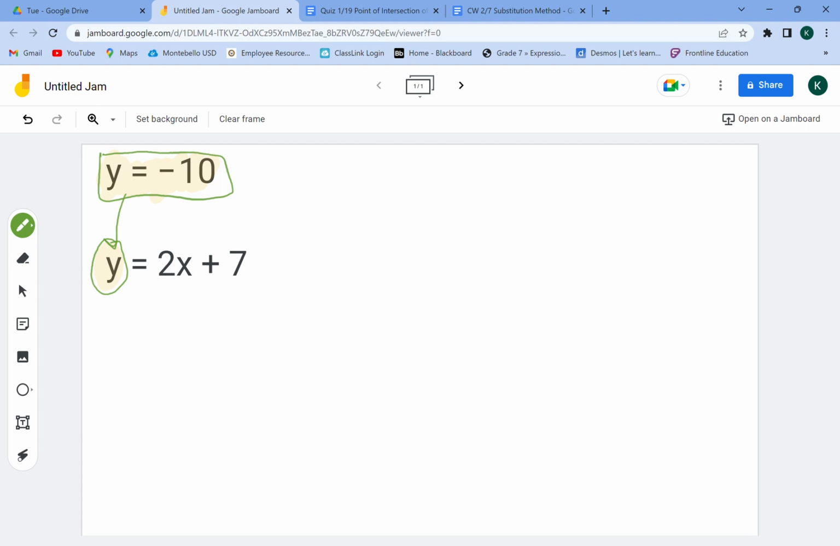And some of you already have been doing this with your iReady. So here's what happens. This part right here, where I'm highlighting in black, I'm going to copy the same. So I have equals 2x plus 7. And now right here with this y, I'm going to replace it with -10, because y equals -10. So instead of putting a y here, I'm going to put a -10. Now probably you're thinking, well, why did I do that?